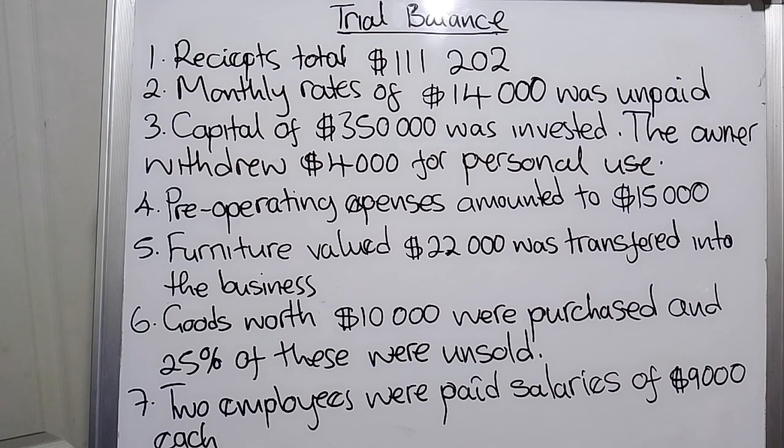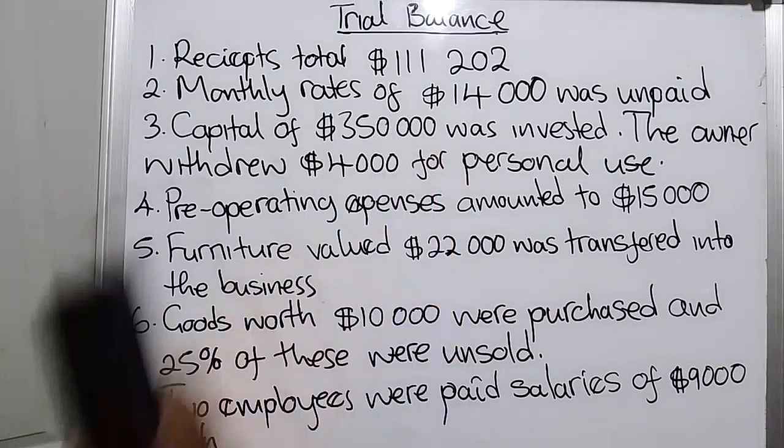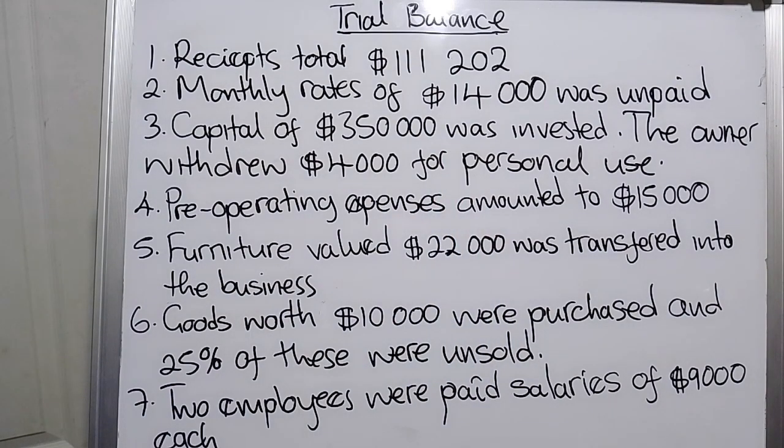We also go on to the third statement. Capital of 350,000 was invested. This means the capital account increased and also the bank account increased by the same amount. These are very large sums of cash, and in accounting such sums we don't put in cash terms. We use the bank because we need to avoid money laundering.